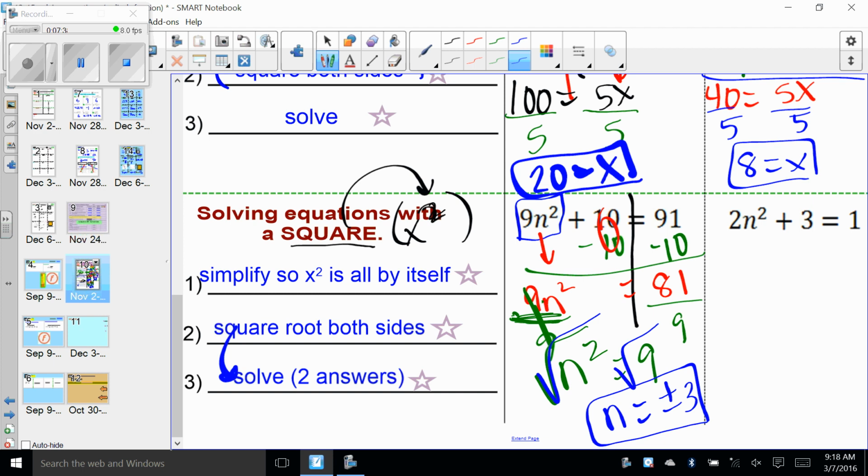So take a look at what we did. We put our hand on the 9n squared. We subtract 10, copy, paste. If I haven't used it, drag it down. Now I have to get rid of this 9 right here. It's multiplication. To get rid of it, I divide, copy, paste. I'm left with n squared equals 9.